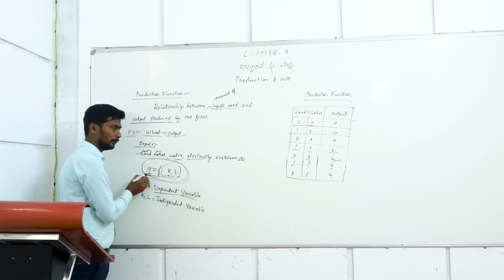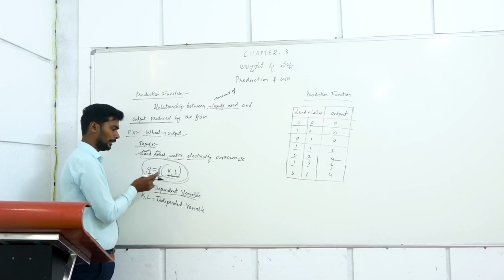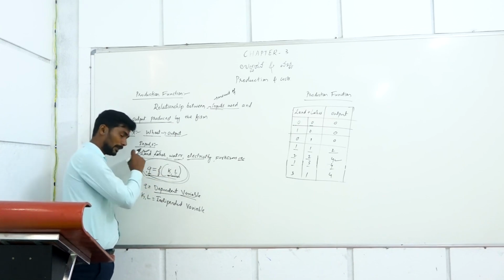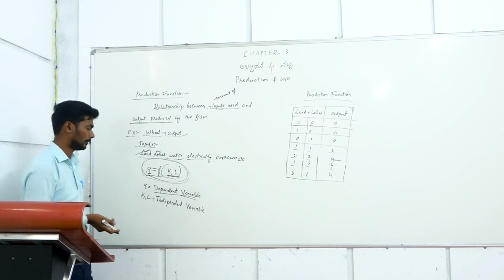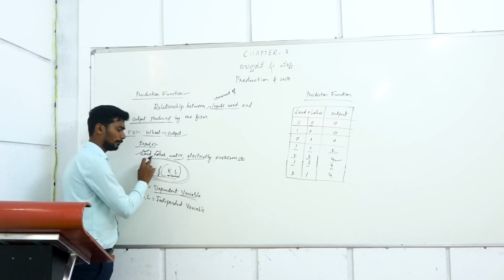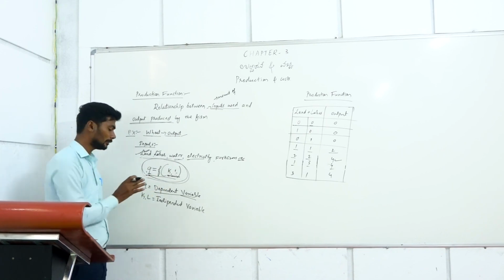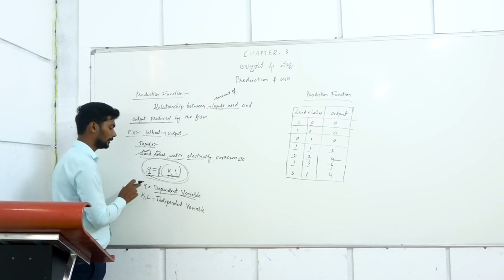Q is the output, symbolically I have shown Q is the output, and these things are inputs. Inputs do not depend upon output. Output depends upon inputs. So that's why Q is a dependent variable. Q depends upon inputs. And K and L are the inputs, and they do not depend upon anything else, so they are independent variables.